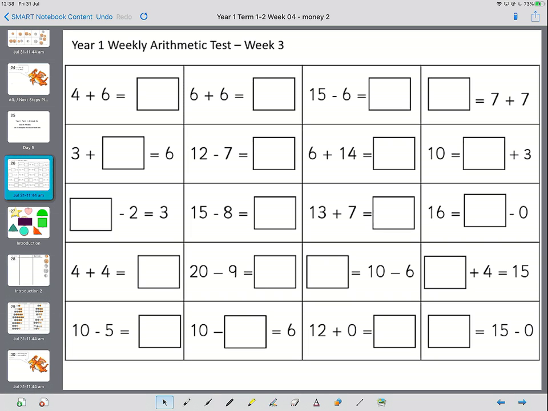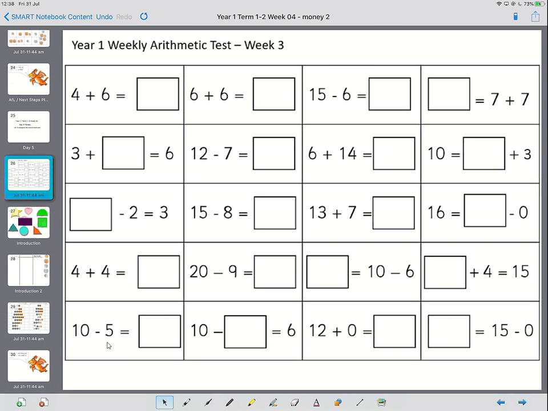Okay, so today you're going to have a go at doing this arithmetic test. Now, you can use whatever equipment you want: tens and ones, numbered beads, a ruler, a number line, a number square, counters, cubes, whatever you need to help you to solve the addition sums that look like this, the adding, where the number gets bigger, and the subtraction sums that look like this, where the answer will get smaller.